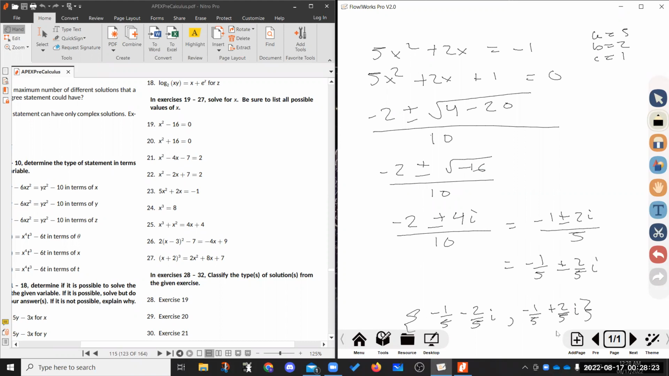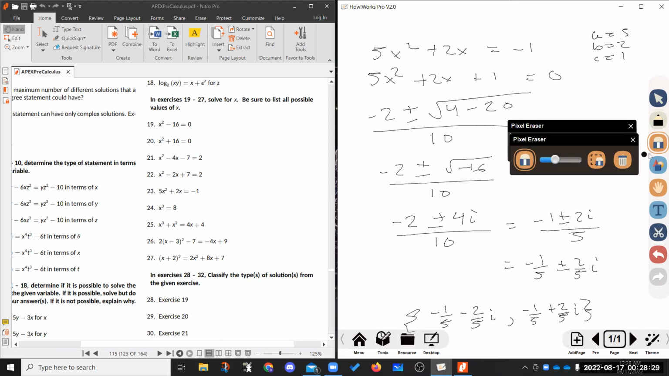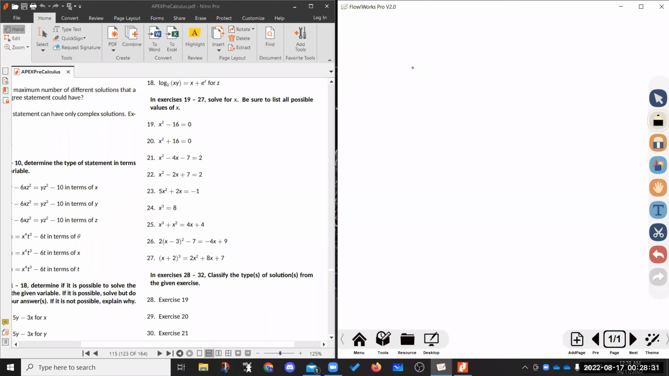And I get the same answers. That was number 23. Let's move on to number 24. x to the third is equal to 8. x cubed minus 8 is equal to 0. This is the difference of cubes. Don't forget the factor.